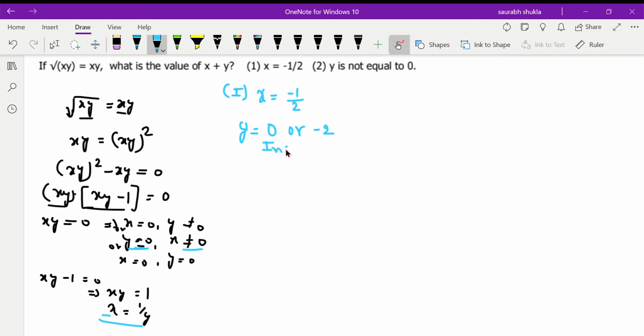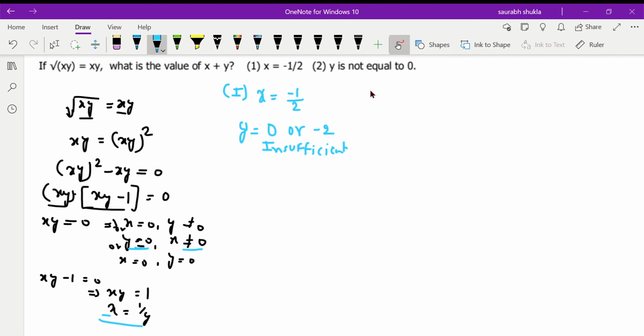So every time a question asks for a specific value in a data sufficiency question, we always need to have a unique, definite answer. If we get more than one answer with the help of some statement, then that statement is always considered insufficient because we are not getting a definite answer using that. All right, so for that reason, this statement is insufficient.